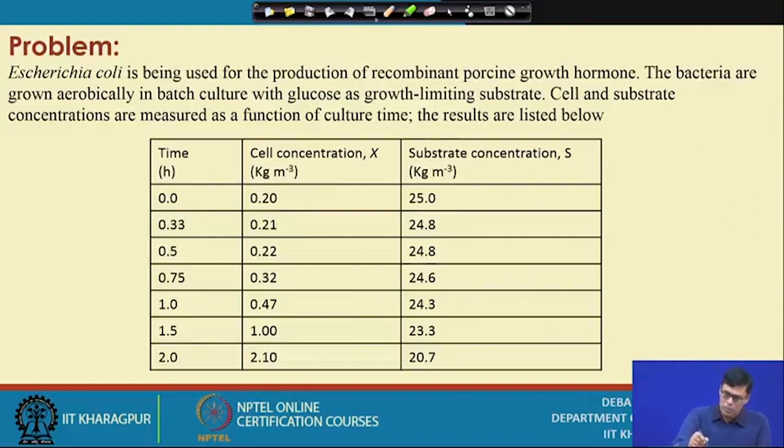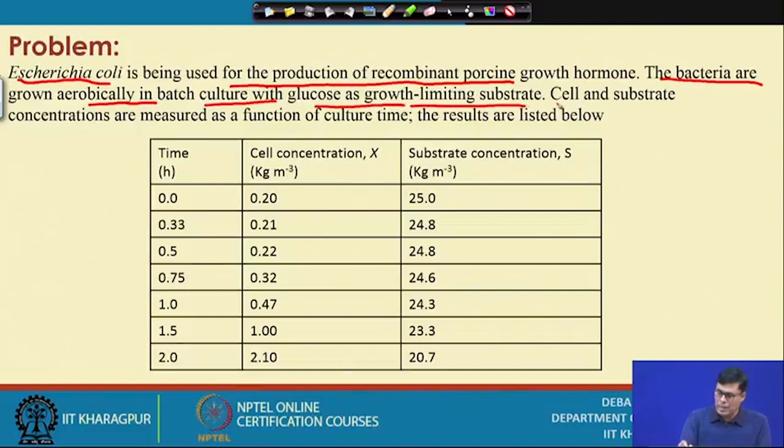Now, this problem deals with this. You see that Escherichia coli is being used for the production of recombinant porcine growth hormone. The bacteria are grown aerobically in a batch culture with glucose as the growth limiting substrate, and cell and substrate concentrations are measured as a function of culture time, and the results are listed.